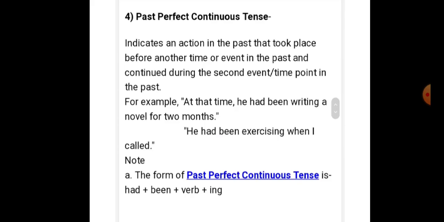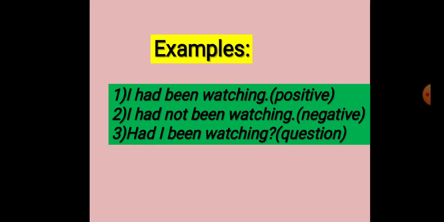Past perfect continuous tense indicates an action in the past that took place before another time or event in the past and continued during the second event time point in the past. For example, at the time he had been writing a novel for 2 months. He had been exercising when I called. The form of past perfect continuous tense is had plus been plus verb plus ing.